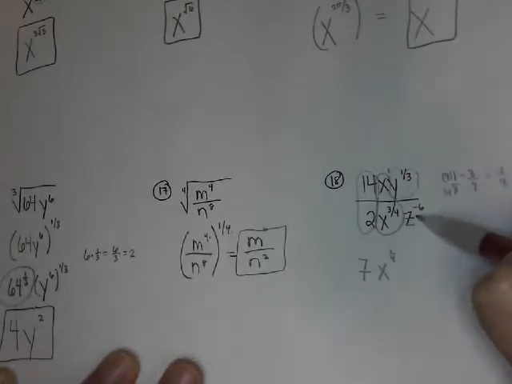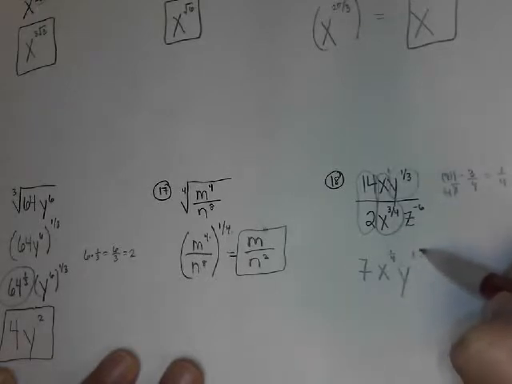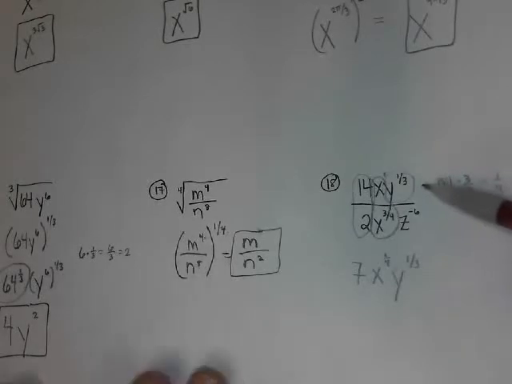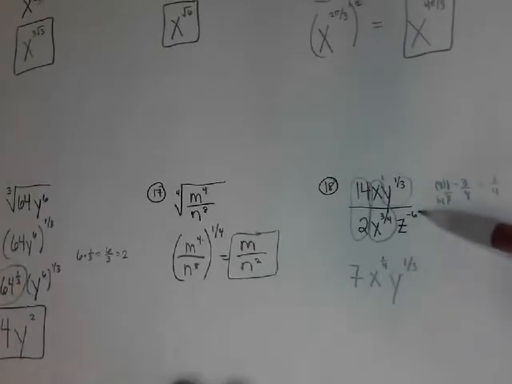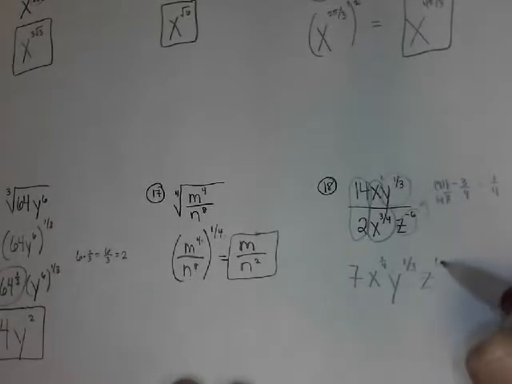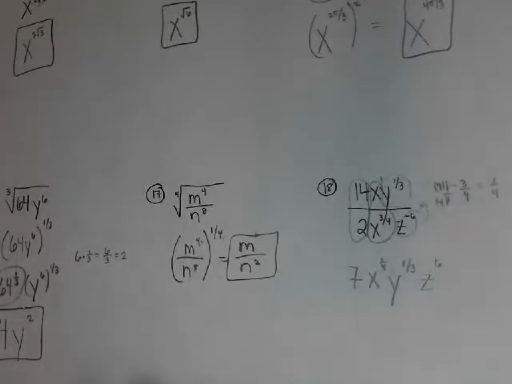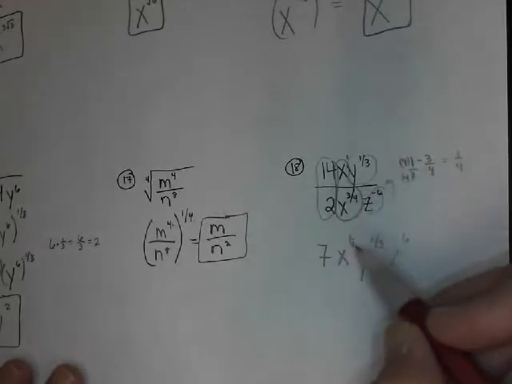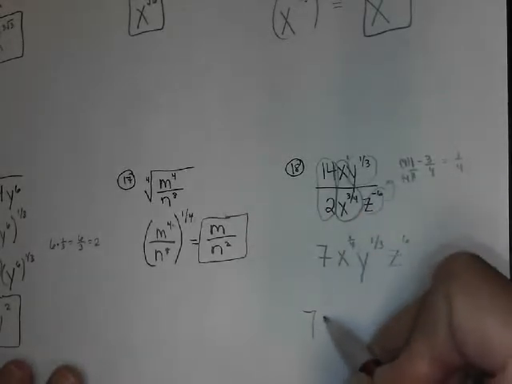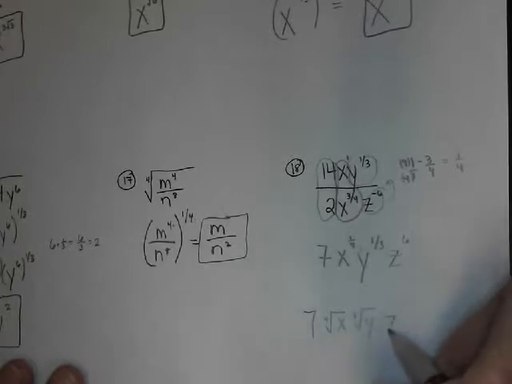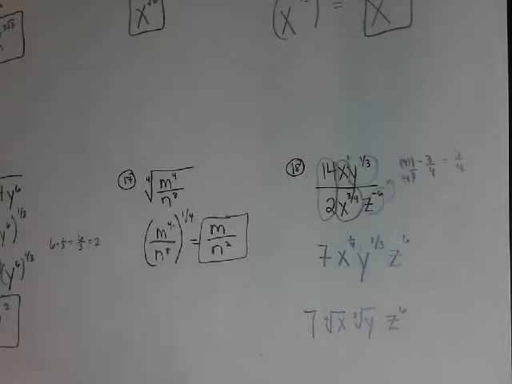Your y has no other y, so I'm just going to bring that down, y to the 1/3 power. And then technically there's no zeros, but it's over z to the -6, so that can just move up top as being z to the 6. And that's your final exponential form. To go into radical form, we would do 7 times the 4th root of x times the cubed root of y, z to the 6.